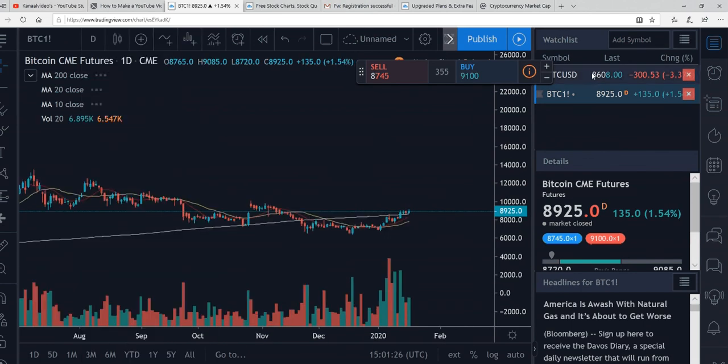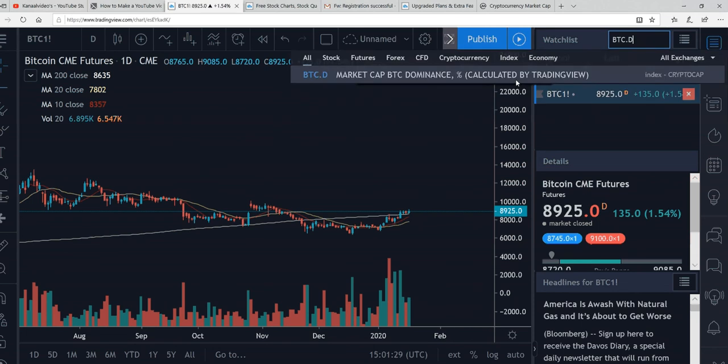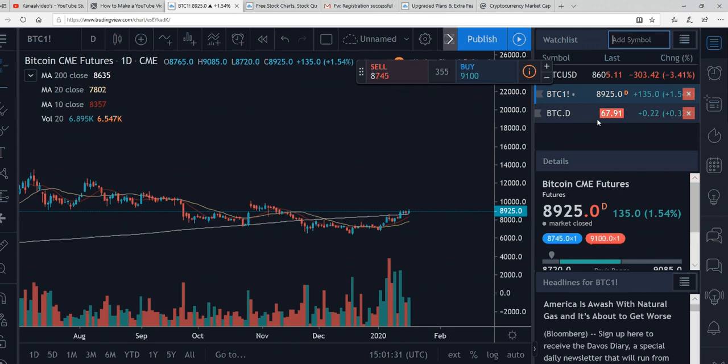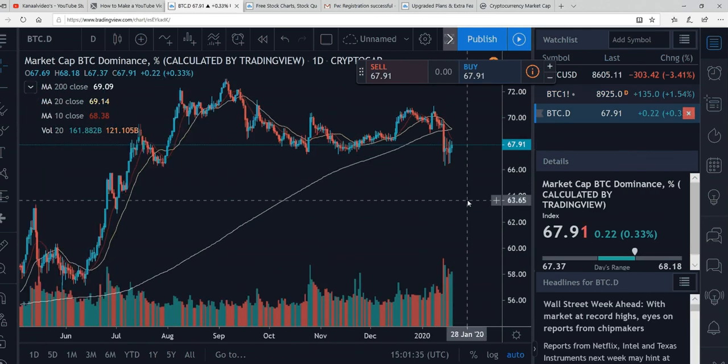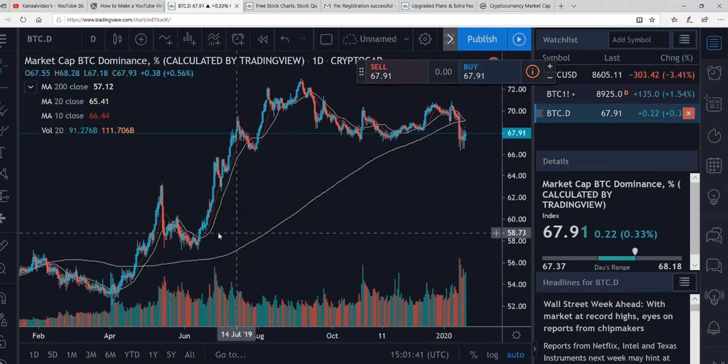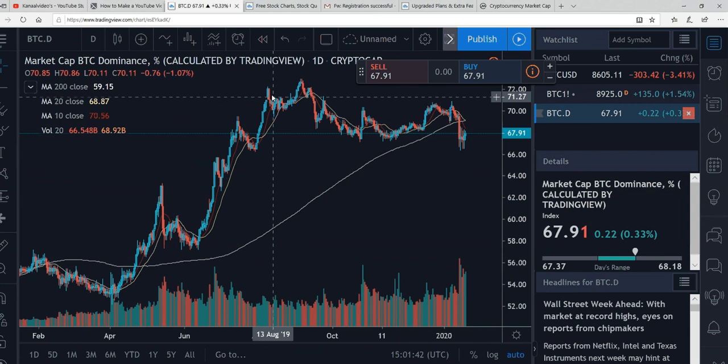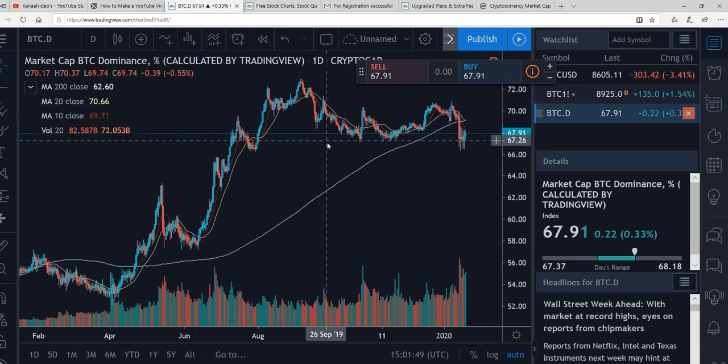So Bitcoin, CME. Then we go to the Bitcoin dominance, the chart right over here. Yes, good to keep in mind as well. And certainly, if you're also investing into altcoins, generally when the Bitcoin dominance chart is in an uptrend, it doesn't bode too well for the altcoins in general, certainly for the majors such as Ethereum or XRP.